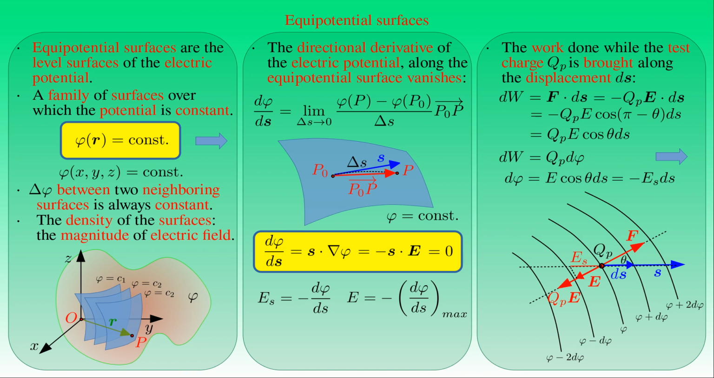Then we demonstrated again that the direction of the displacement S, in which the derivative has maximum, is always perpendicular to the equipotential surface, since pi minus theta is equal to the right angle for vanishing theta. The negative sign in the right-hand side of the formula indicates that the electric field strength always points in the direction of the decrease of the electric potential. The formula also shows that the unit of the electric field strength E can also be expressed in volt per meter.